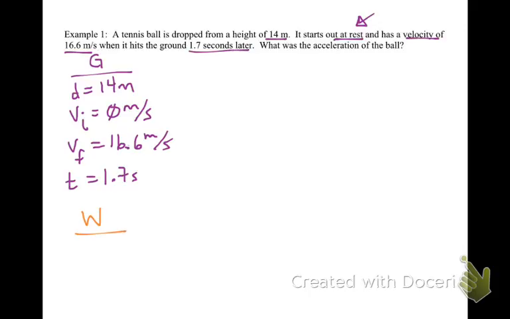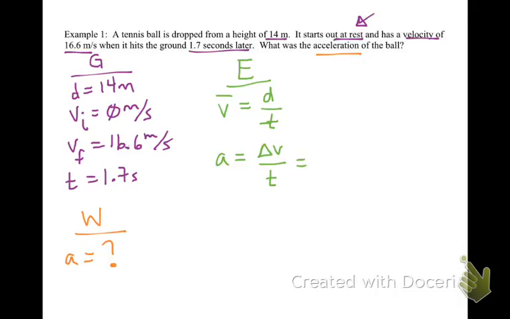Wanted, what are we trying to find? What was the acceleration of the ball? So that's what we're trying to find. So now the question is, what equation are we going to use? Do we have enough information to use just one equation, or do we have to use two equations here? Well, the two equations that we know are v equals d over t, and the other one we just learned, a equals change in v over t.